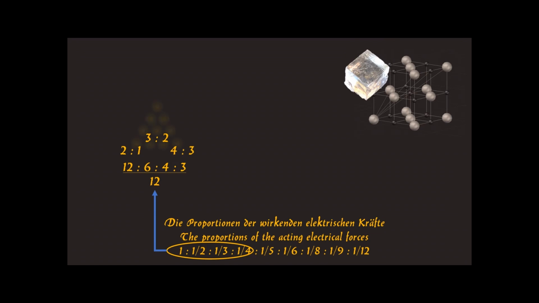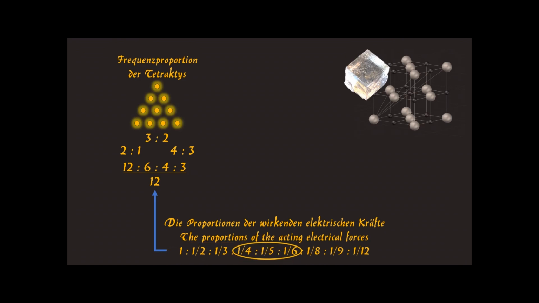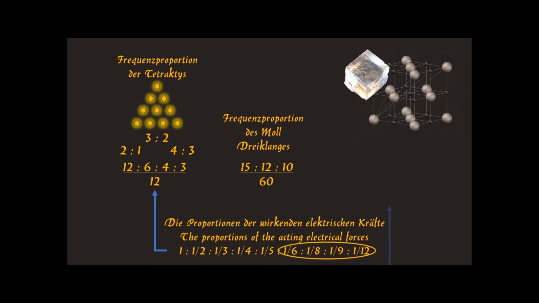We find the classical intervals of the Tetraktys, the fourfold of the Pythagoreans. The minor triad proportions. And finally the basic cadence, that is, the frequency proportions 6 to 8 to 9 to 12.